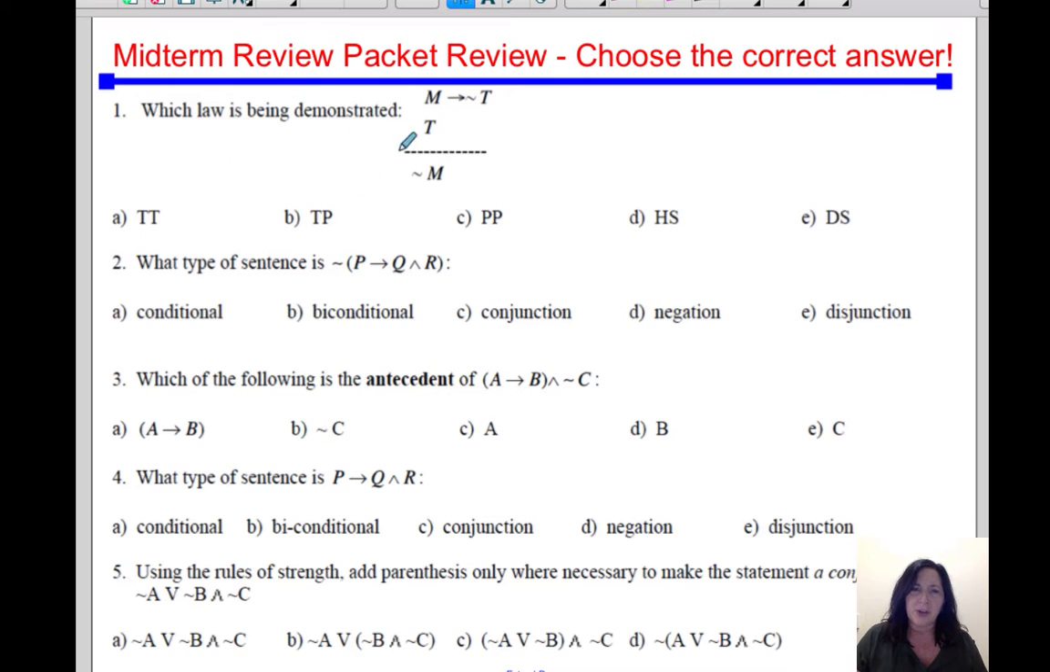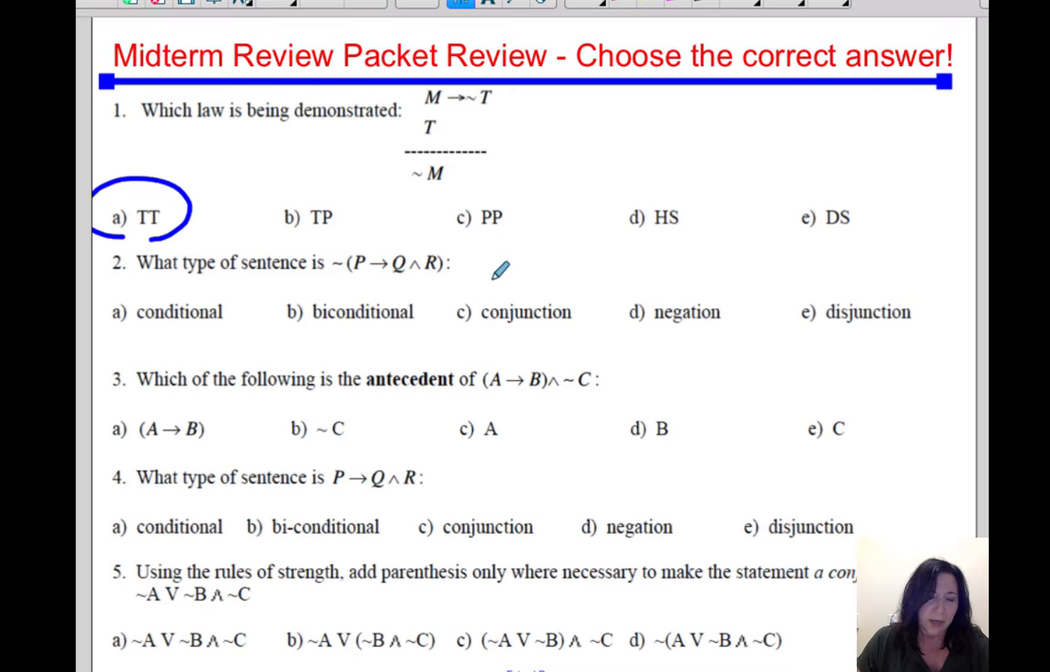So for this right here, you've got which law is being demonstrated. If M happens, then it's a conditional, then T does not happen. So T did happen, so therefore M did not happen. So that's your deny, two denials. That's your tollendo tollens.